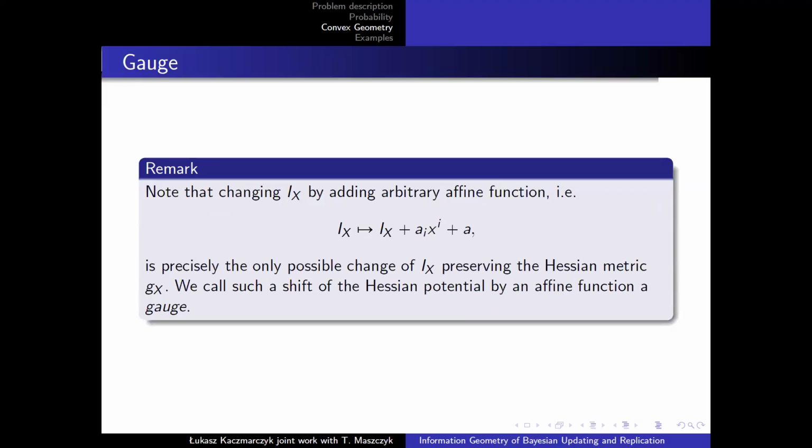When it comes to the relation between our information potential and its Hessian metric, of course, this potential is not uniquely defined by the metric it generates, because if we perturb it by some affine function, then second derivatives will kill the affine component, and the metric generated will be the same. And that is why we incorporate these possible perturbations here as gauge action, because it really resembles the gauge that you may encounter.